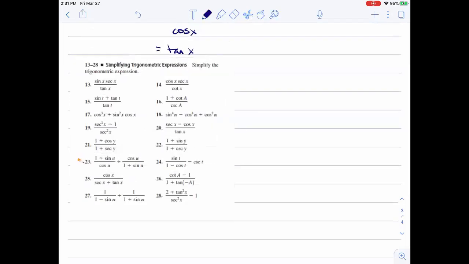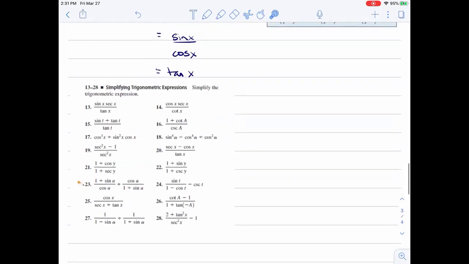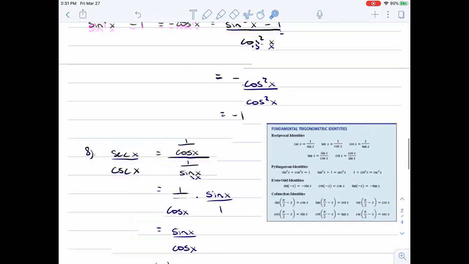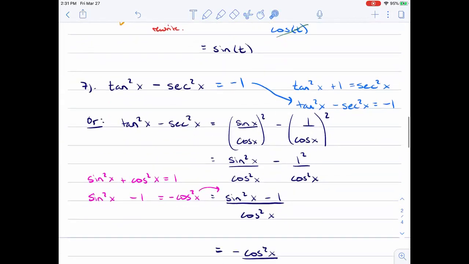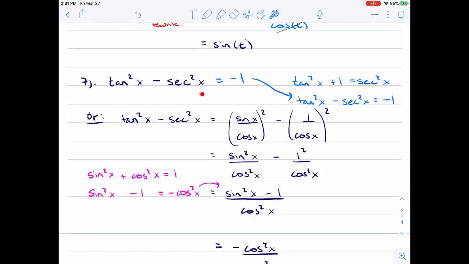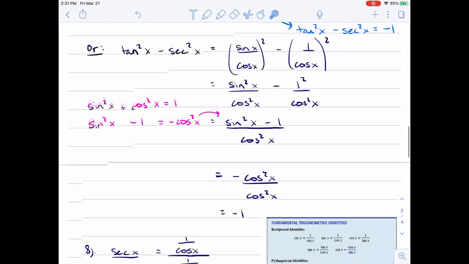So now what we want to do is simplify these trig expressions. Before, it told us to put everything in terms of sine and cosine first. Now there might be some other ways that we can go about it faster, just like we saw earlier with the tan squared x minus secant squared x.